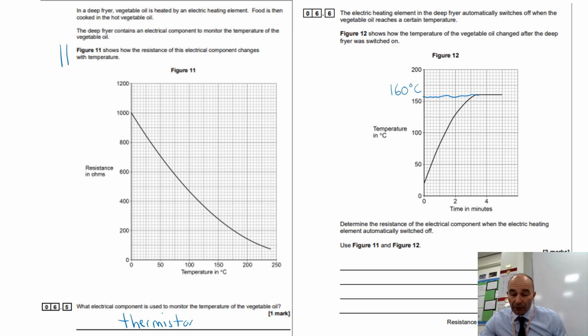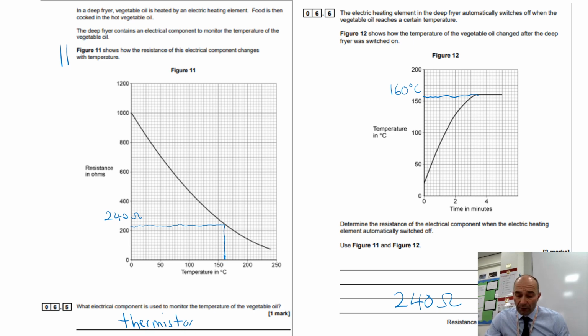Now if that's the only thing that you've actually done to answer this question, you actually get 1 mark. However, there's 2 marks available. We now need to take that 160 degrees centigrade, then use figure 11. We find 160 on the x-axis, and we draw a nice straight line up to the curve. Where it hits that line, we then need to draw across, again with your ruler, and you need to read the scale carefully. That should come out at 240. So the resistance, and your 2 marks, you're going to get 240 ohms.